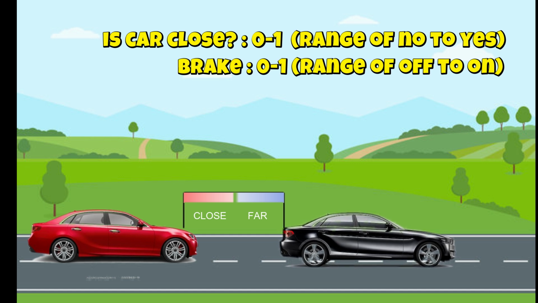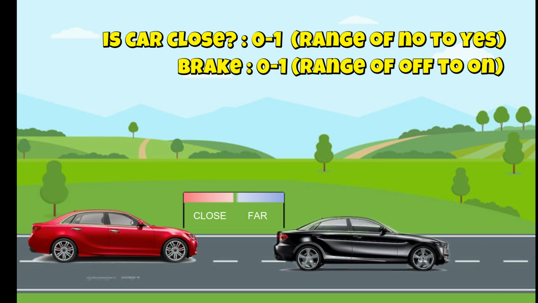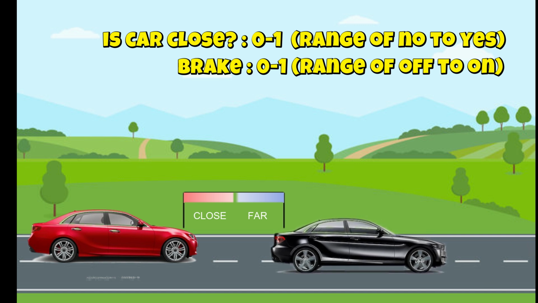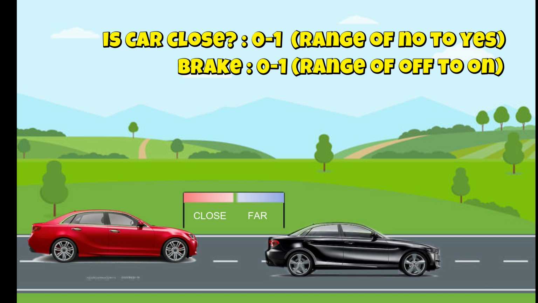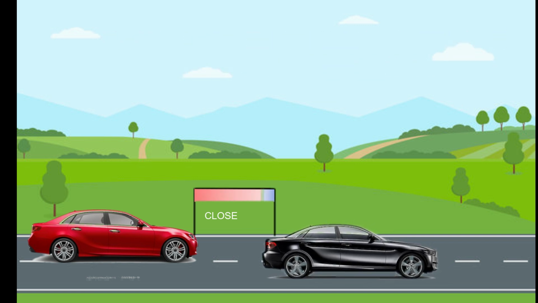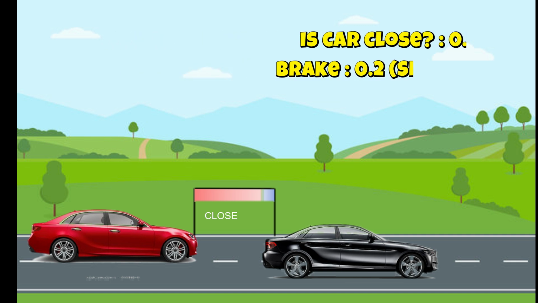So this is your situation, and now, going from close to far, you have this gradient. And you can say, is the car close? Well, it's anywhere between 0 and 1, this range. And the same thing with the brakes, you can apply pressure between 0 and 1. So in this situation, is the car close? Well, 0.2. It's not very close. And as a result, the brakes, we're only going to put slight pressure on.